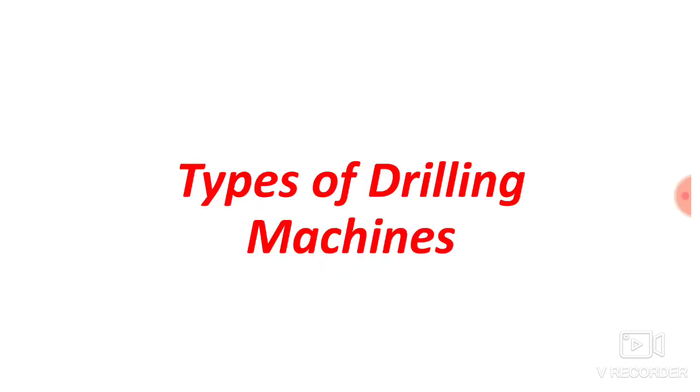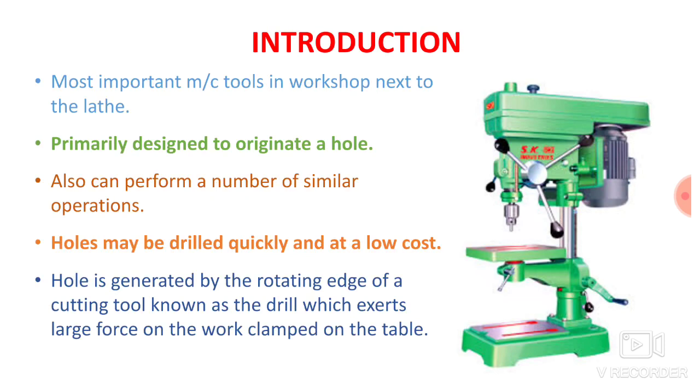Today in this video we will discuss types of drilling machines. So the very first slide is the introduction to the drilling machine. It is one of the most important machine tools in the workshop next to the lathe machine. So in your workshop you will find different machines like lathe machine, milling machine, drilling machine, grinding machine, boring machine. So this is one of the most important machine tools in the workshop next to the lathe machine.